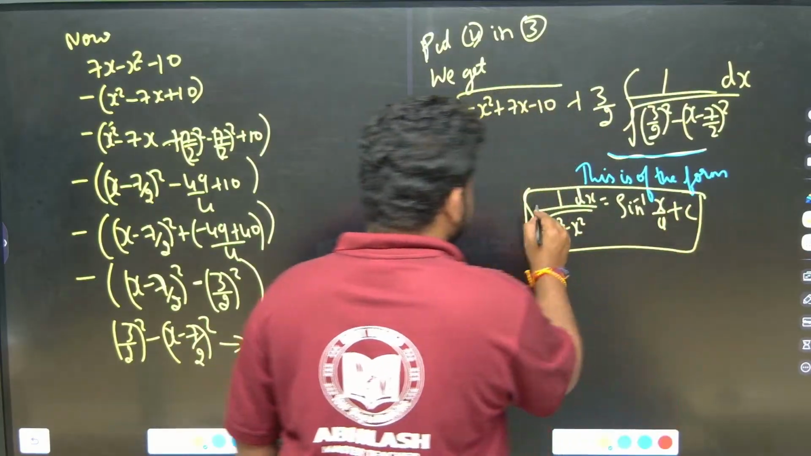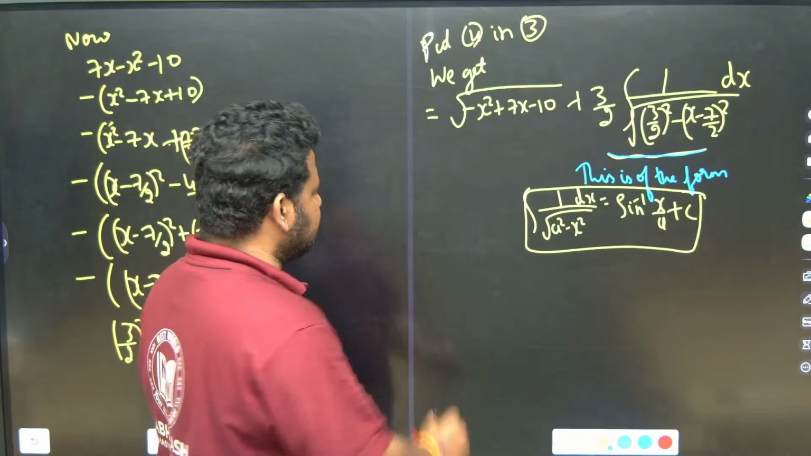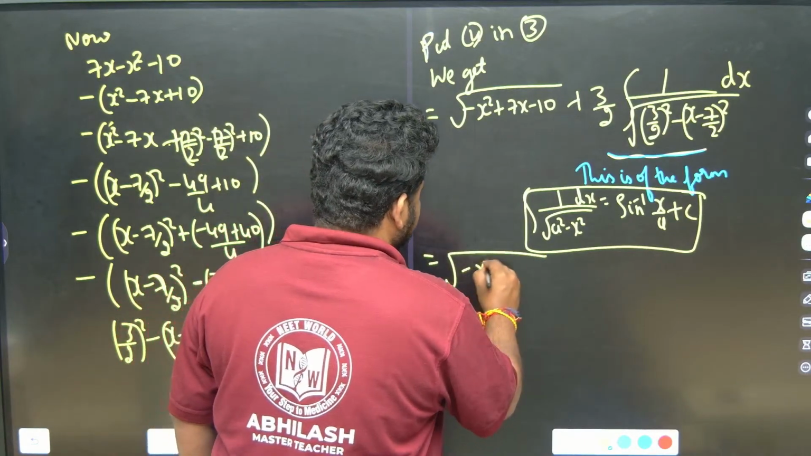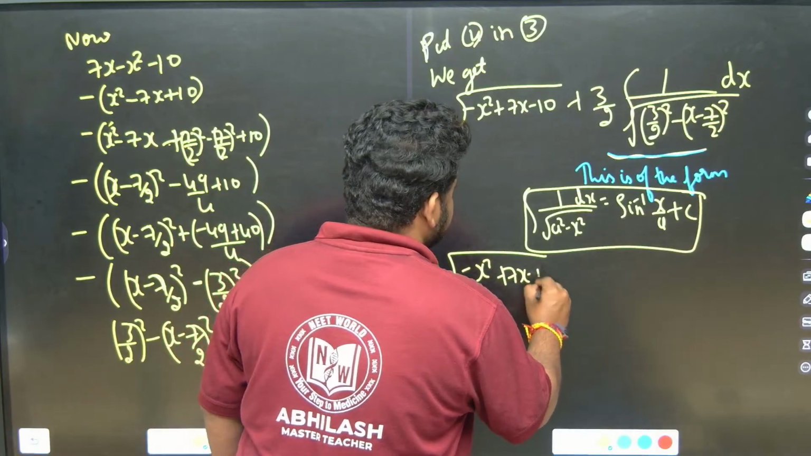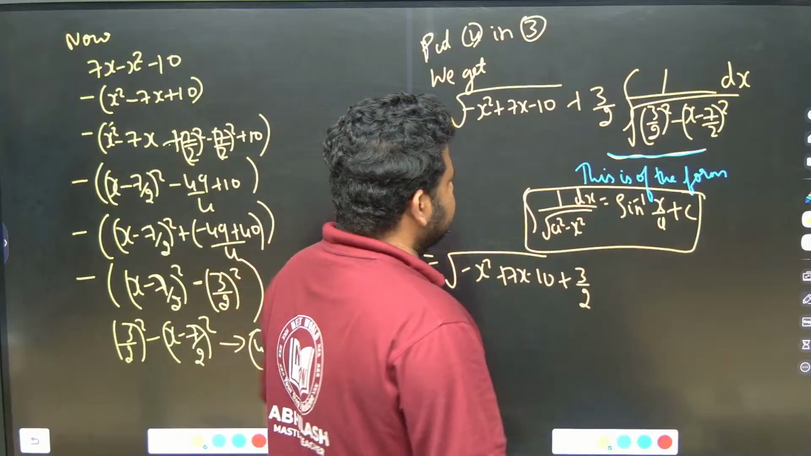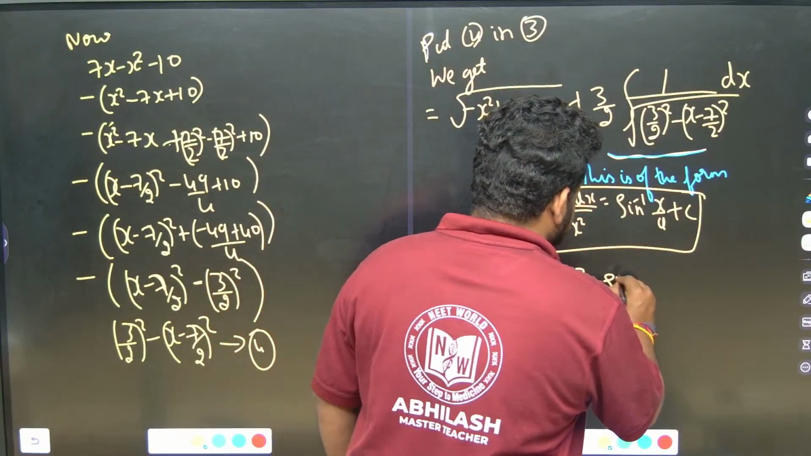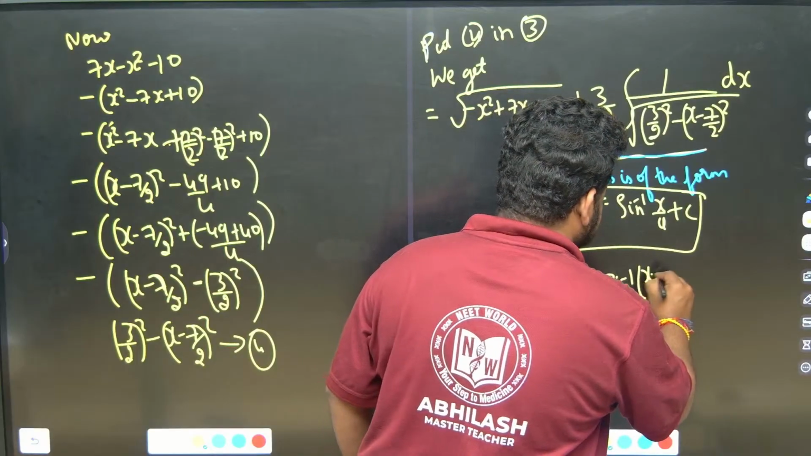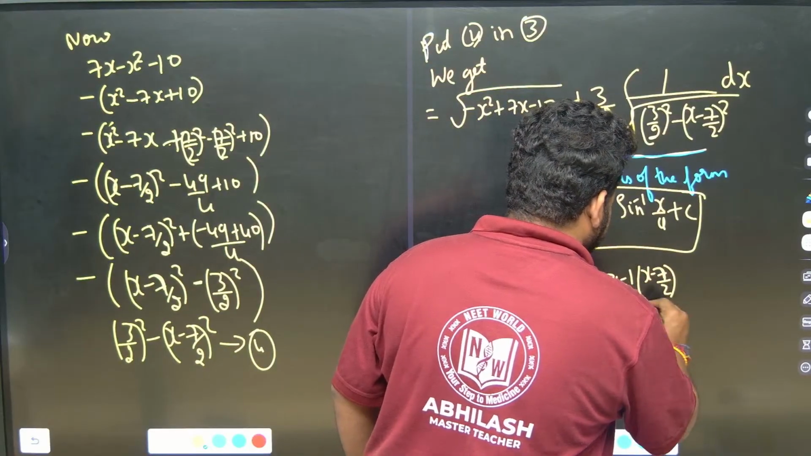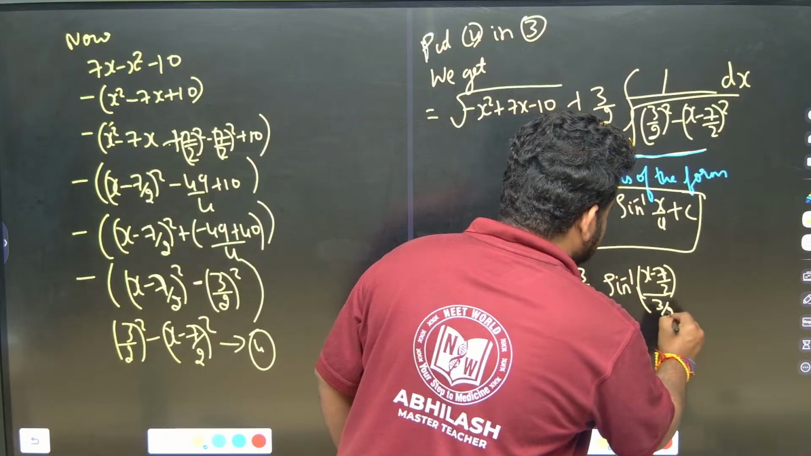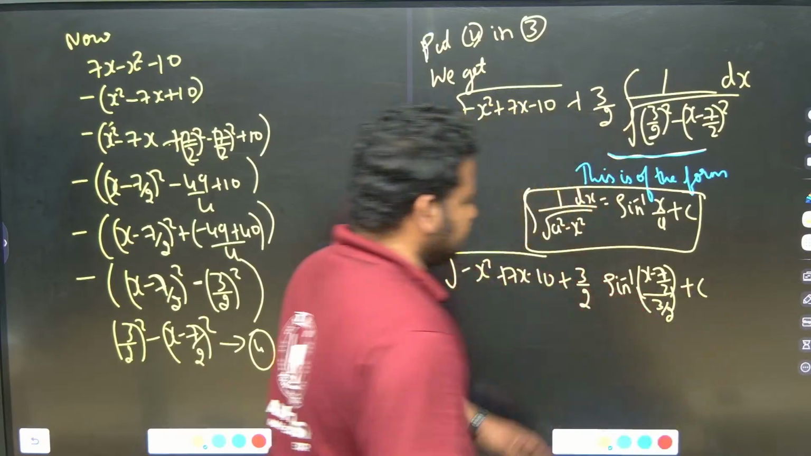So this will become, therefore this will be equal to minus x square plus 7x minus 10, plus 3 by 2, sin inverse of x by a. Here x is x minus 7 by 2, divided by a. A is what? 3 by 2, plus c. Once you integrate, you have to put the constant of integration, that is c.